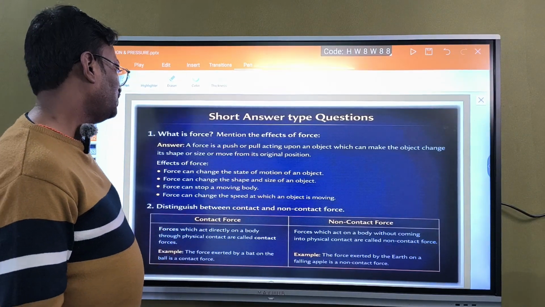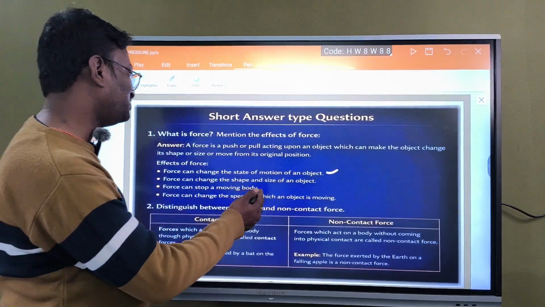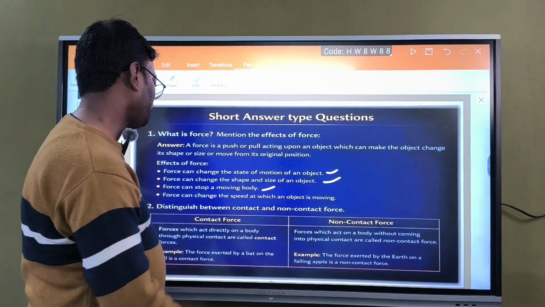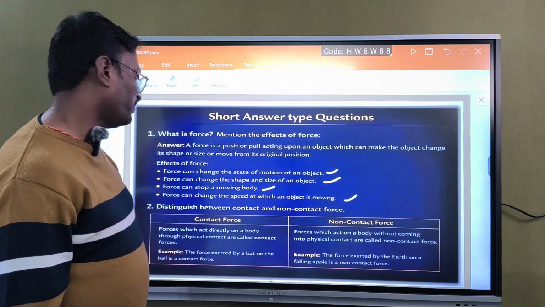Effects of force. Force can change the state of motion of an object. Force can change the shape and size of an object. Force can stop a moving body. Force can change the speed at which the object is moving.